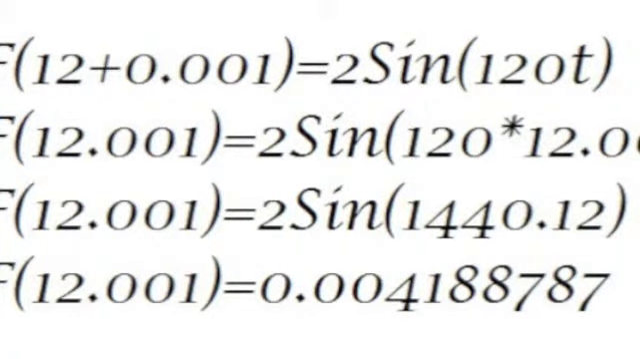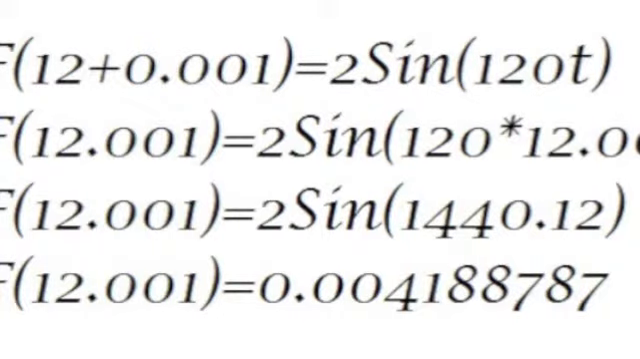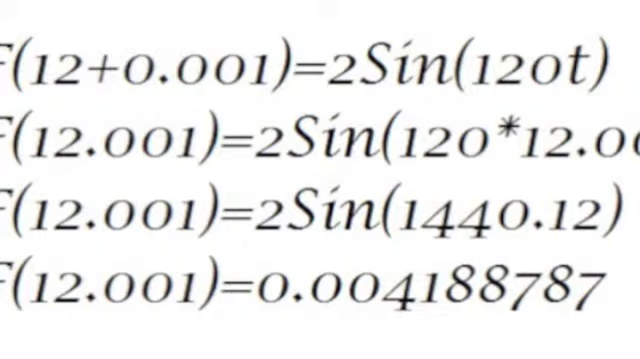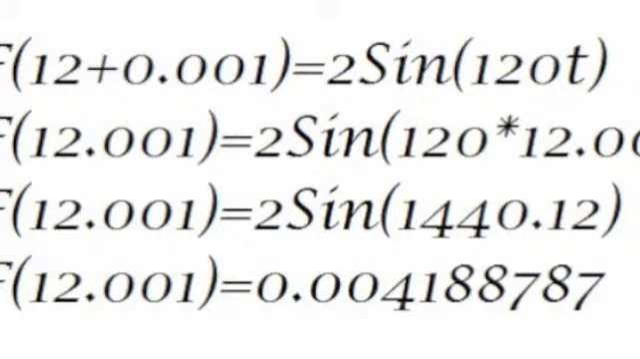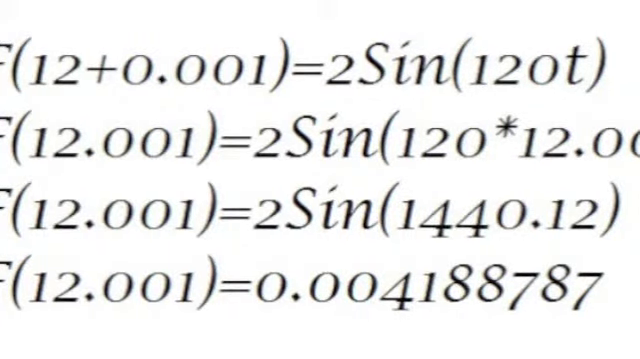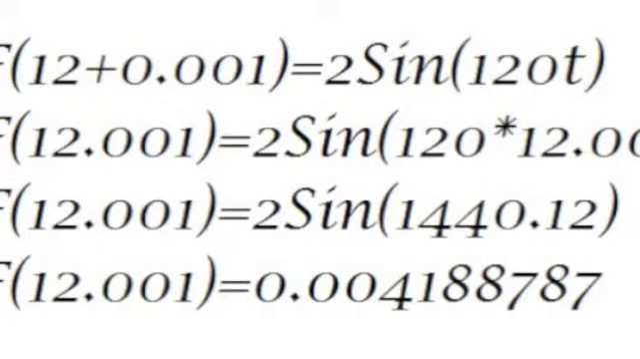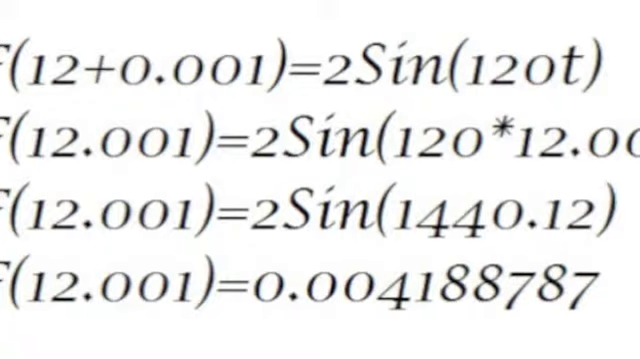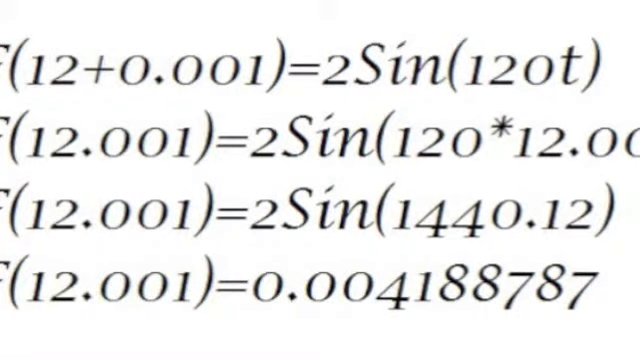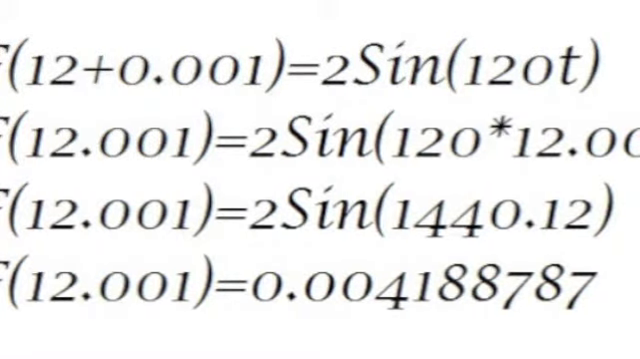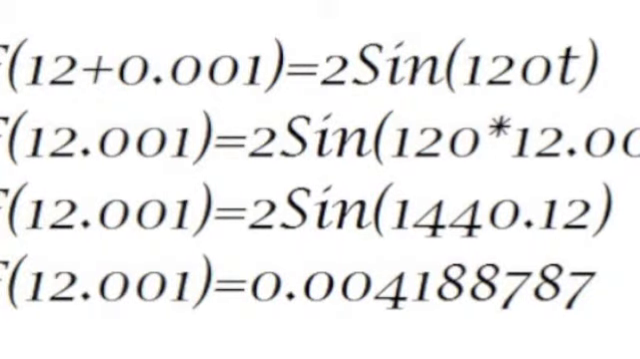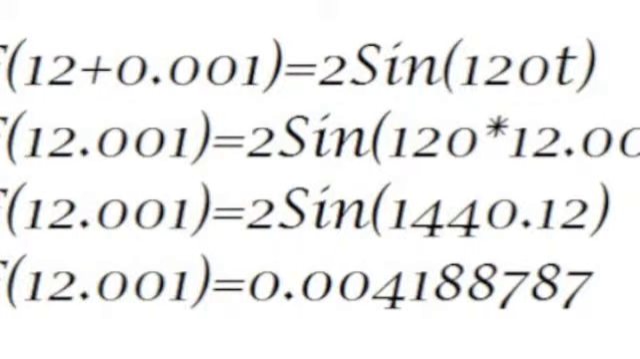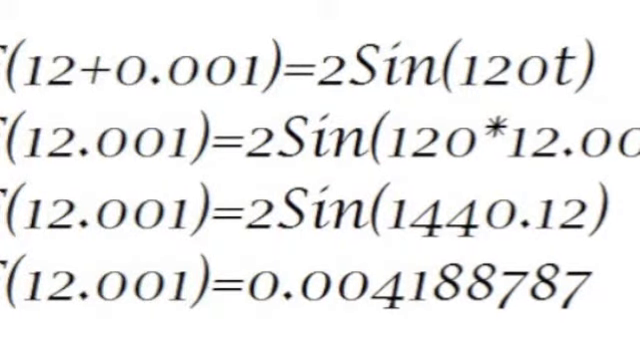In the third step, I have just multiplied 120 degrees by 12.001. In the fourth step, I have evaluated 2 sine of 1,440.12. Because this function is sinusoidal and it reaches 0 at 12 seconds, the two values attained are equivalent.